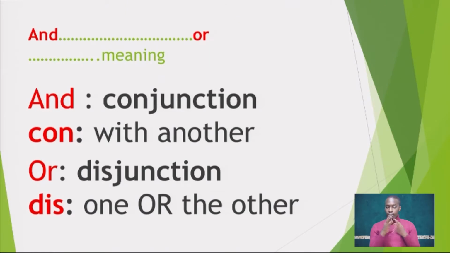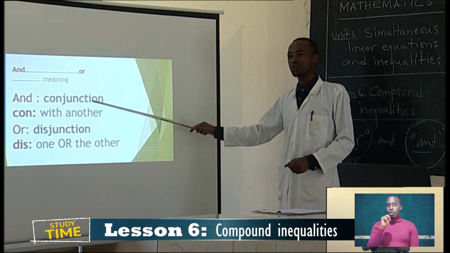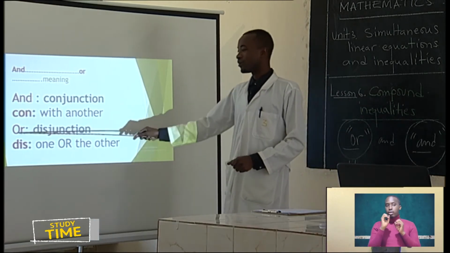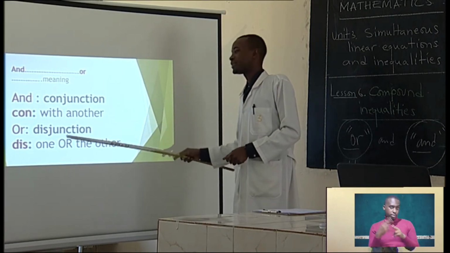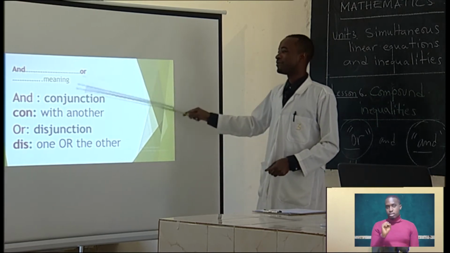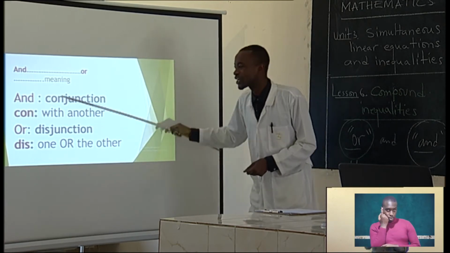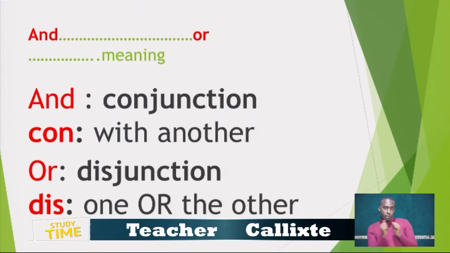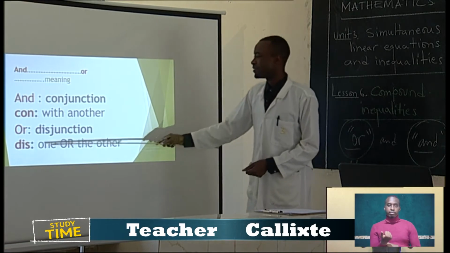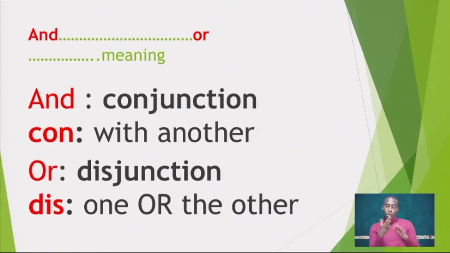When I have the word and, I will call that inequality a conjunction. And if I have the word or between the two statements of my inequality, I will call that inequality a disjunction. And I have made research about this to make you understand the meaning of the word conjunction. Conjunction means with another. But when I have this word disjunction, this means one or the other. I hope you've now understood this.